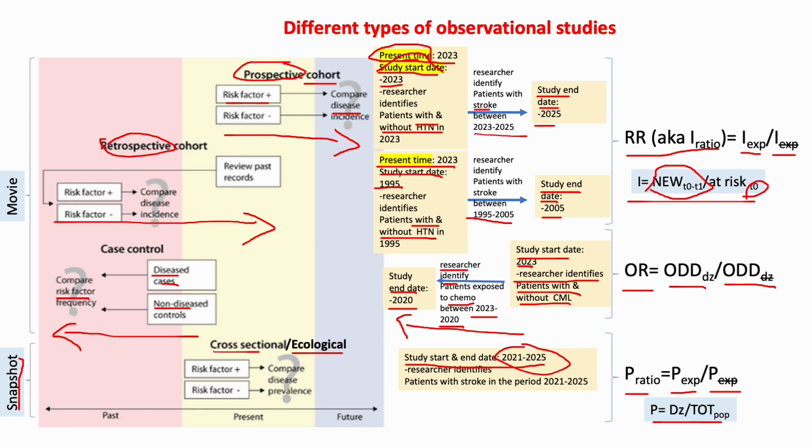So cross-sectional and ecological studies imply a static situation, a static approach in which there is no movement backward or forward in time, whereas for retrospective cohort studies, prospective cohort studies and case control studies, it's more like a movie, because the researcher goes backward in time in case control studies, whereas goes forward in cohort studies.